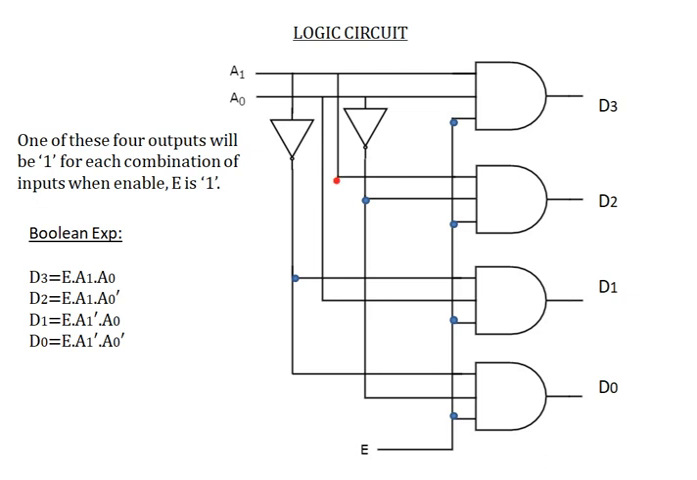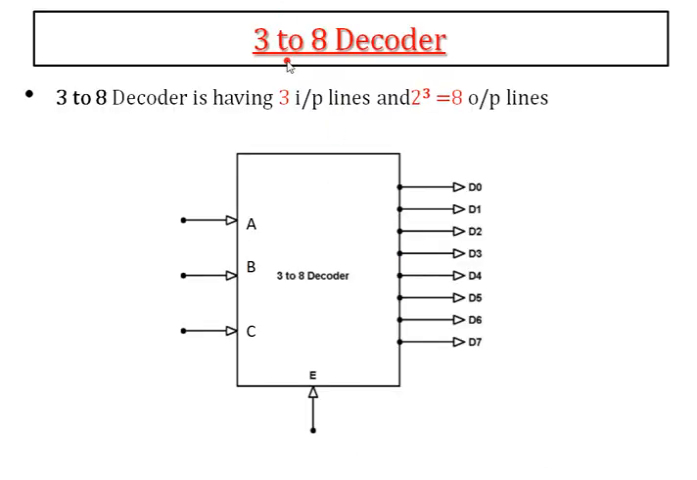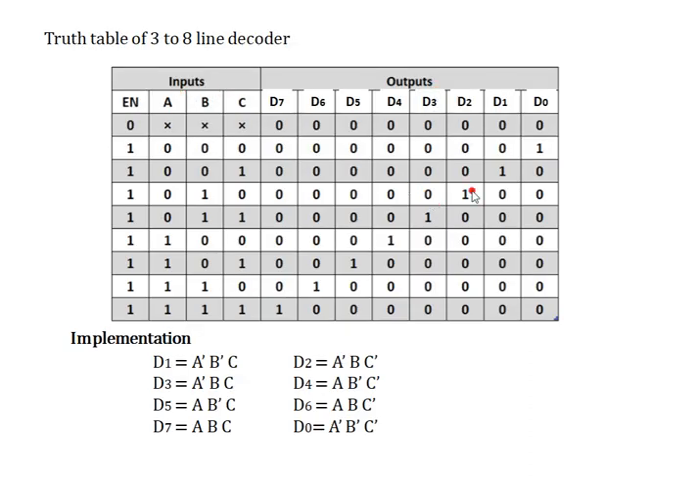Next we will see the 3 to 8 decoder. Observe, the 3 to 8 decoder has 3 input lines and 2 power 3, that is 8, output lines. See, A, B, C are my 3 input lines, along with enable, and 8 output lines D0 to D7. This is the block diagram for the 3 to 8 decoder circuit. Next, this is the truth table.